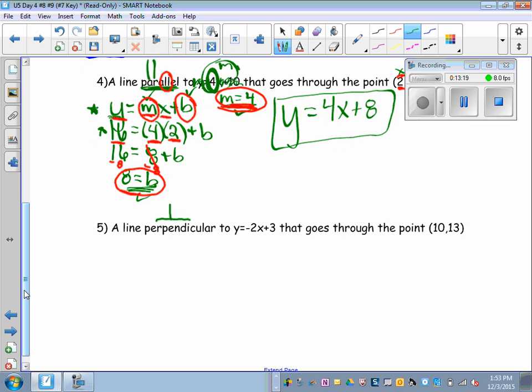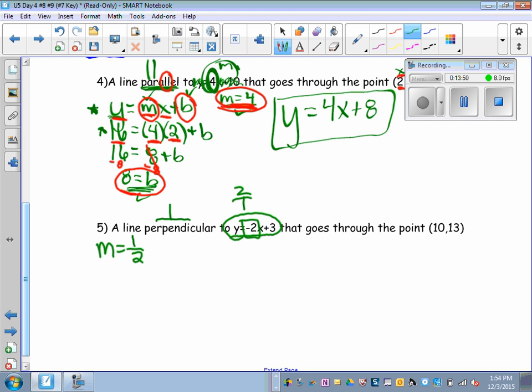So flip and switch. Okay, so it says it's perpendicular to my line here. What is my slope of this line? Yeah, so my slope is -2 right now. So my new slope is going to be positive, and then we have to flip it. So 2 over 1, how does that get flipped? 1 over 2. Good. So a positive 1 over 2.